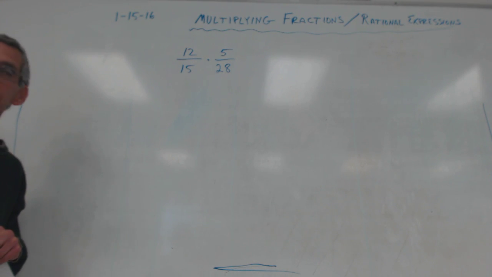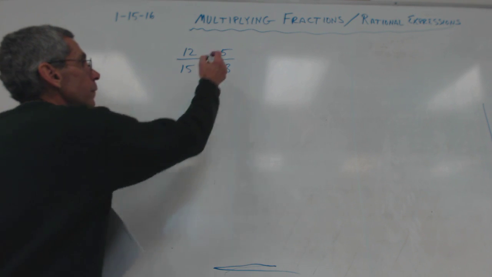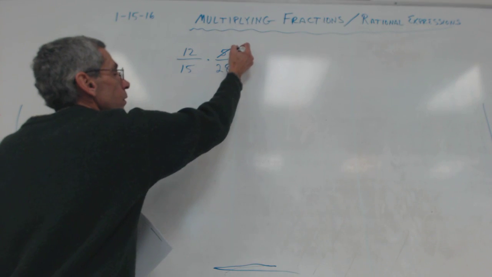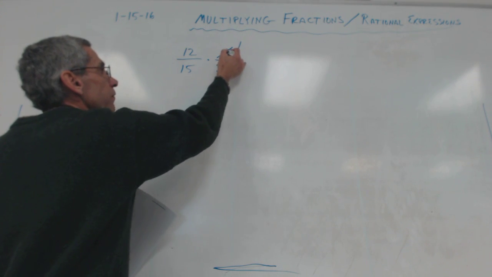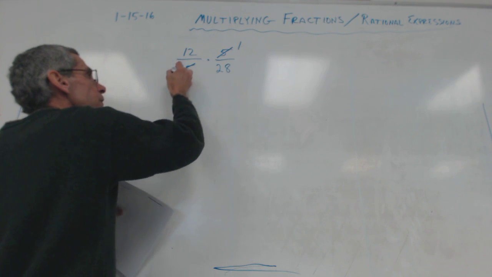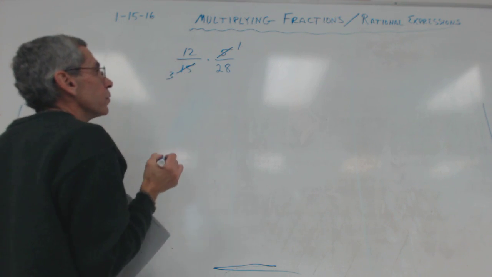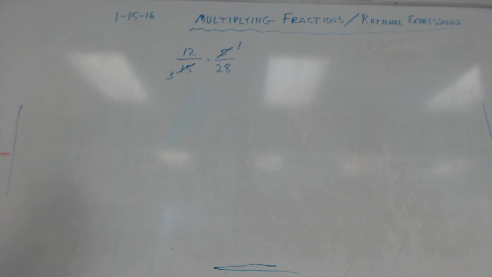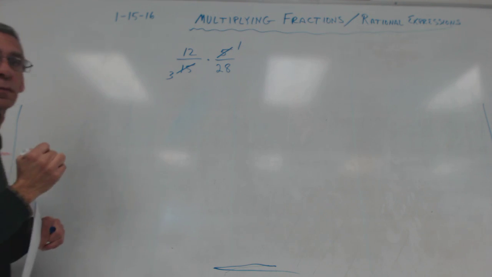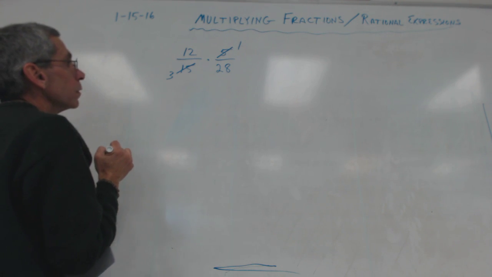Yes. 5 goes into 5 once, then 5 goes into 15 3 times. Okay, and I do it right here. I actually say 5 divided by 5 is 1, 15 divided by 5 is 3. Good. What else? Anybody else? You can divide both those by 4, 28 and 12.